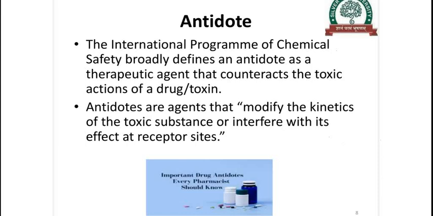Antidotes are the agents that modify the kinetics of the toxic substance or interfere with the effect at the receptor site. This may be as a result of prevention of the absorption, binding and neutralizing the poison directly, or antagonizing its end organ effect, or inhibition of conversion to more toxic metabolites. In this way, the antidotes counter the harmful effect of the poison.